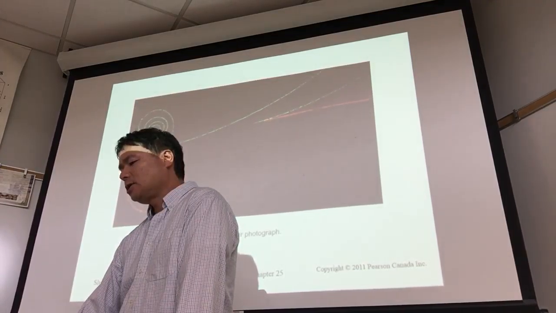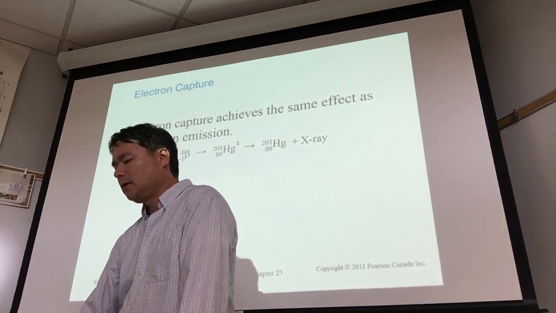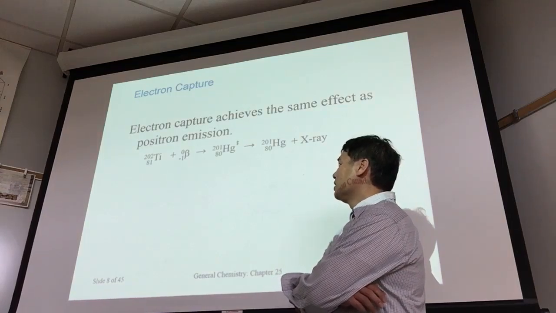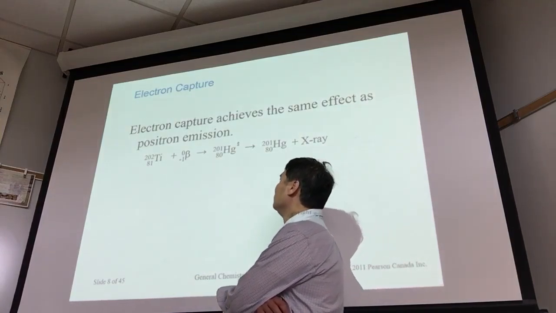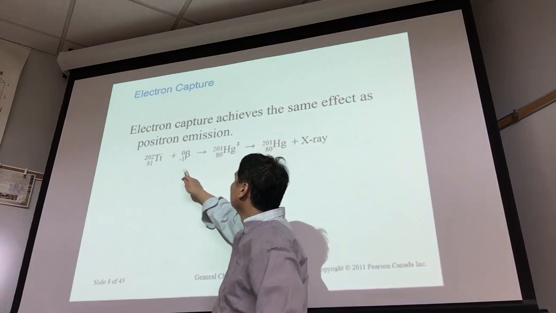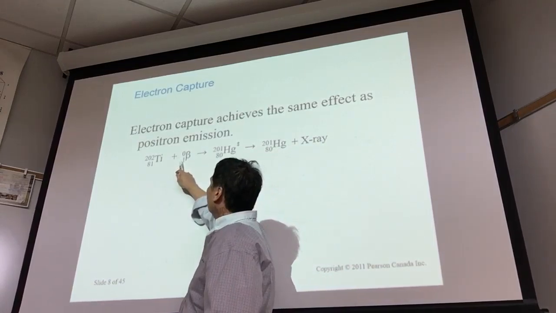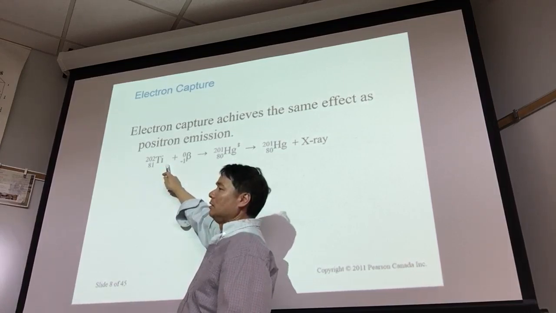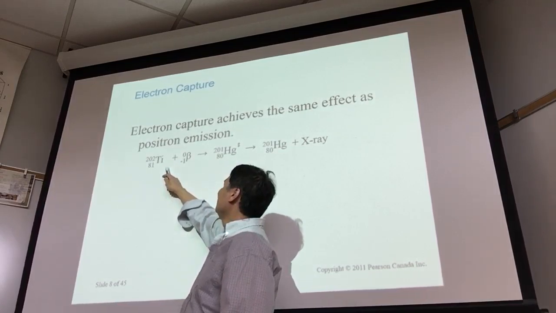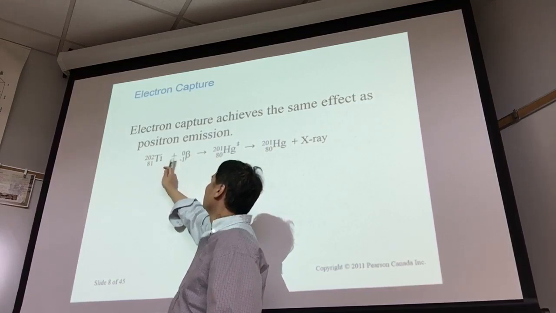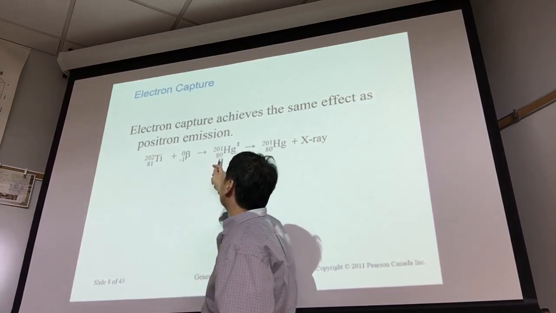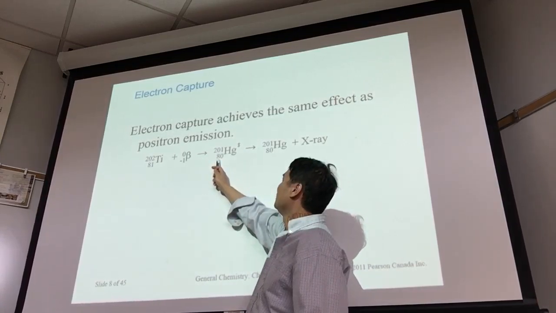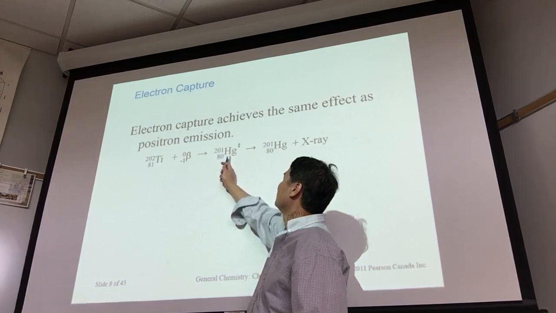Here is a cloud chamber decomposition. Let's talk about electron capture. Electron capture is like positron emission in that it converts a proton into a neutron. Electron capture is actually capturing one of the core electrons. The nucleus is unstable, so it captures one of the core electrons. Then 81 gets converted to 80, and we still have the same mass number. So we just converted a proton into a neutron, and we end up forming mercury.